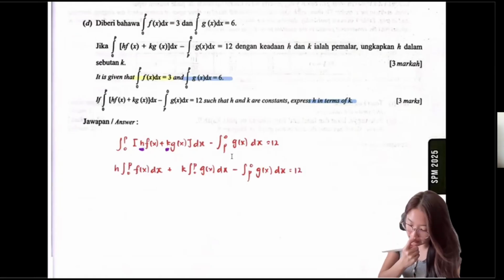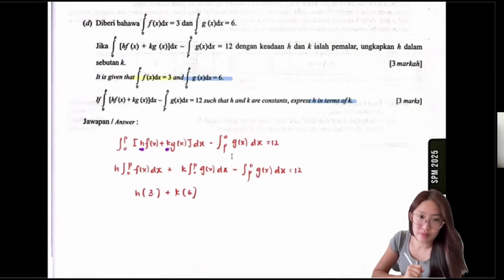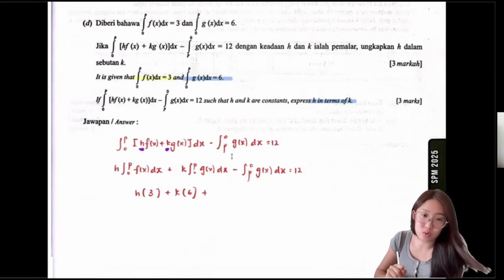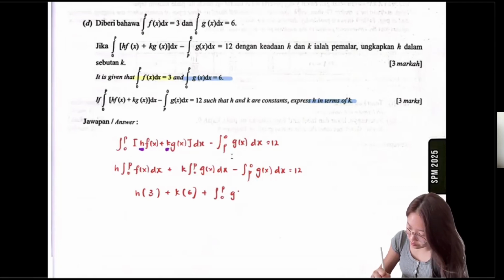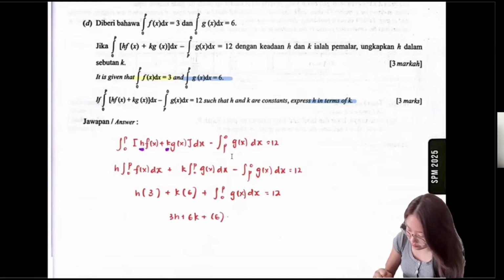Okay, guys, what I'll do over here is see whether I can substitute something or not. So h times 0 to p f(x) is 3. 0 to p g(x) is 6. And then this one, your p and 0 are reversed, right? What we can do is change it to plus, change the symbol, flip the limits from 0 to p. You can do that, no problem. Just flip the sign in front. So you get 3h plus 6k. 0 to p g(x) is another 6. So 3h plus 6k equals 6.